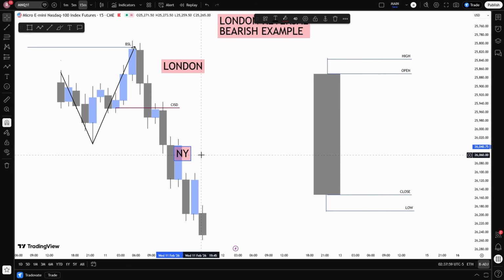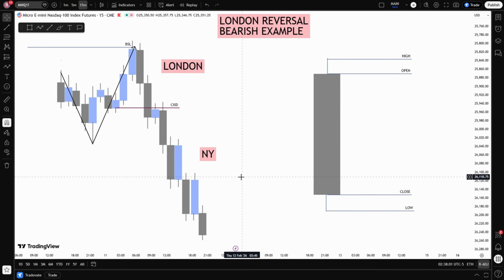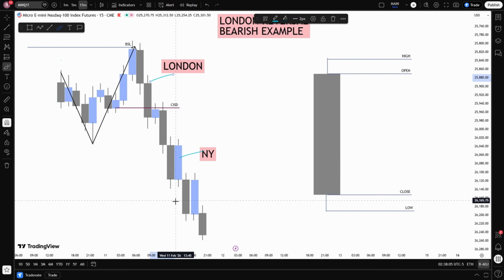When this plays out cleanly, it completes the open high, low close sequence of the daily candle. London sets the high, and New York drives price down toward the low, shaping the daily profile. Now let's jump into the charts and go over a few examples so you can see exactly how this looks in real market conditions.